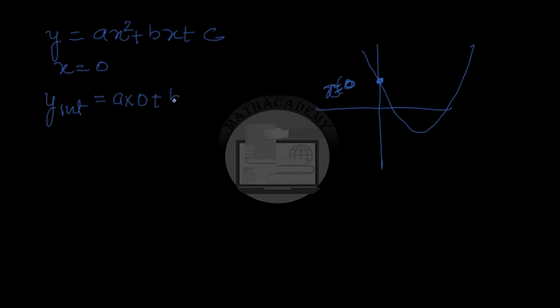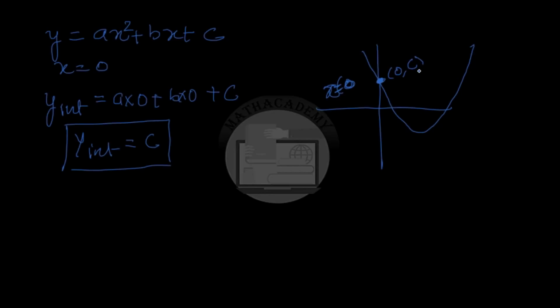Okay, so our equation is y is equal to ax square plus bx plus c. We put x as 0 to find the y-intercept. So y-intercept is basically equal to a into 0 plus b into 0 plus c, and we get the y-intercept as c. So c in the standard form, ax square plus bx plus c, is the y-intercept. I hope this much is clear to everyone. So this point here will be (0, c).